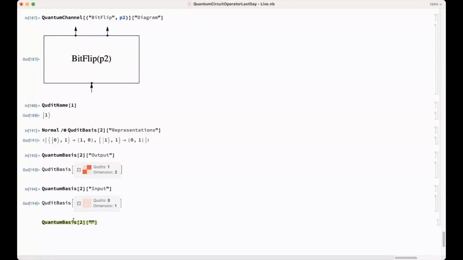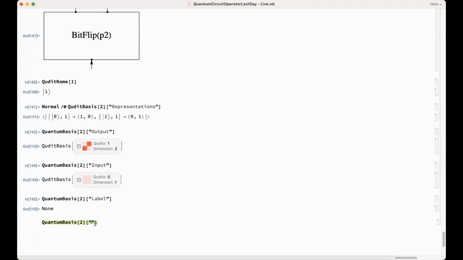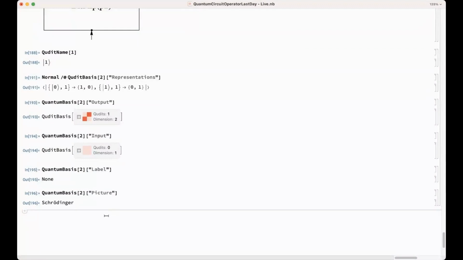It also contains some meta information like labels, and by default it's none. Some picture, which is usually not used at all, but we have it in case we're going to need it soon in the future. We actually have some plans to use those, especially for phase space representation. And maybe what else does it have? Oh, parameters, but we haven't shown them yet. So this is the quantum basis. The most essential part is that it contains two QGT bases for output and input.